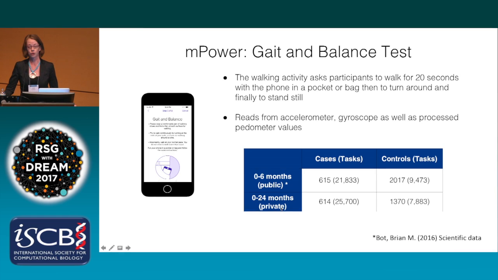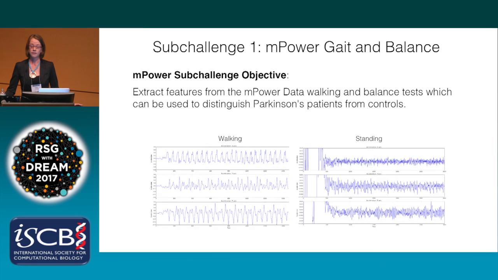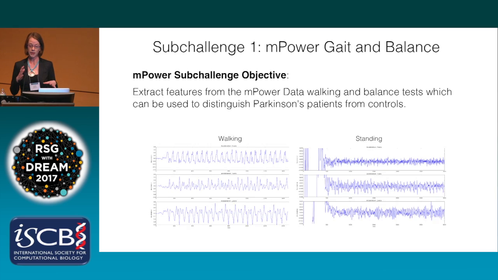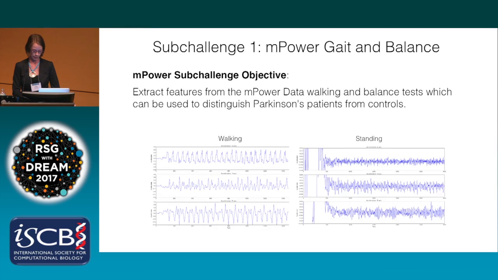Luckily, we were naturally split into a training and a test set. A portion of the first 6 months of the data had already been publicly released. That was our training set. There was another portion from the first 6 months that hadn't consented to be shared broadly, as well as an additional 18 months of data that had not yet been released. So the objective of this challenge was to extract features from the mPower mobile walking and balance test, which can be used to distinguish Parkinson's patients from controls.